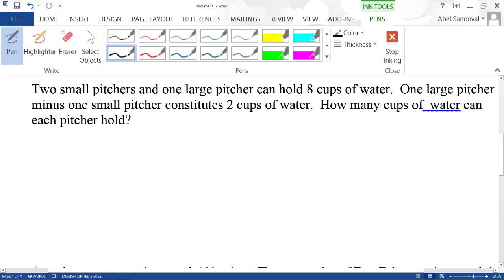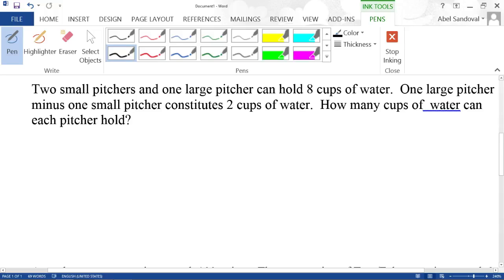Let's think of this, you guys. This might seem more complicated just by reading it. How am I going to find out how many cups of water each pitcher can hold when I don't even know how much the small pitcher holds or how much the large pitcher holds? It's a little confusing. But don't let it confuse you. What we're doing right here is exactly what we've been doing, solving equations since yesterday.